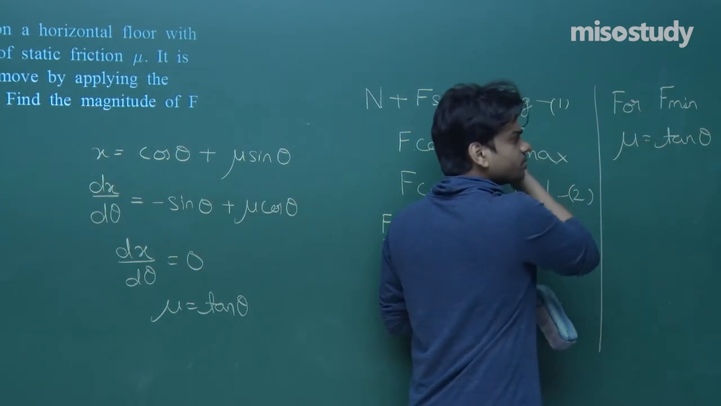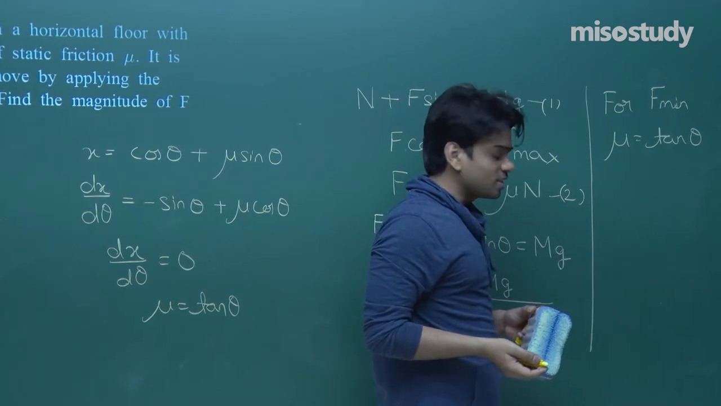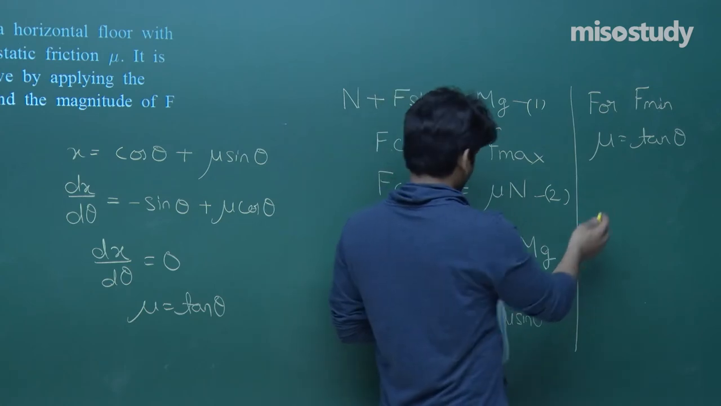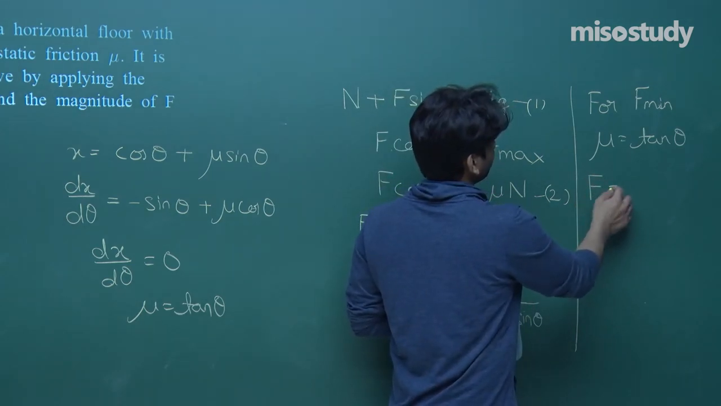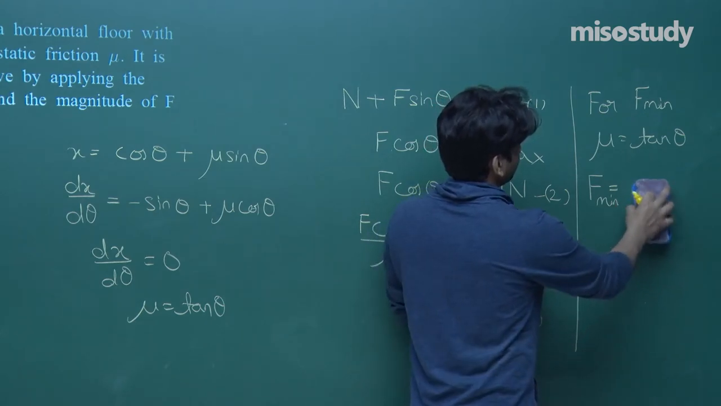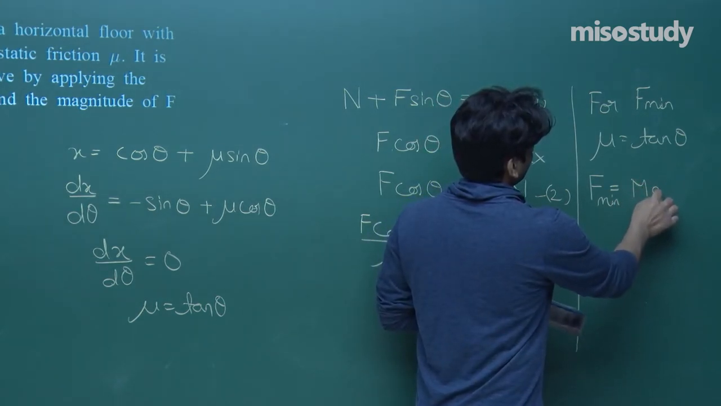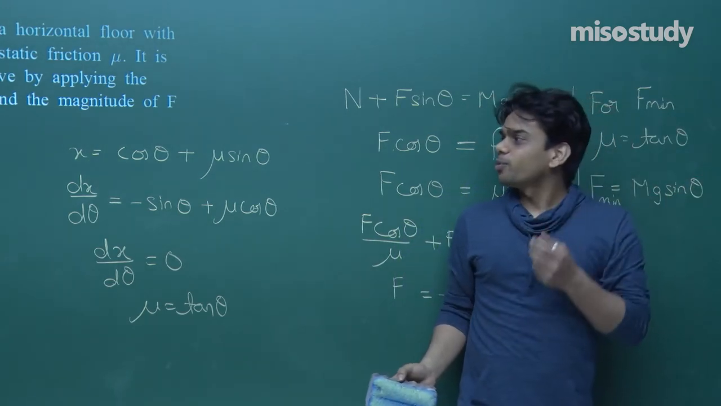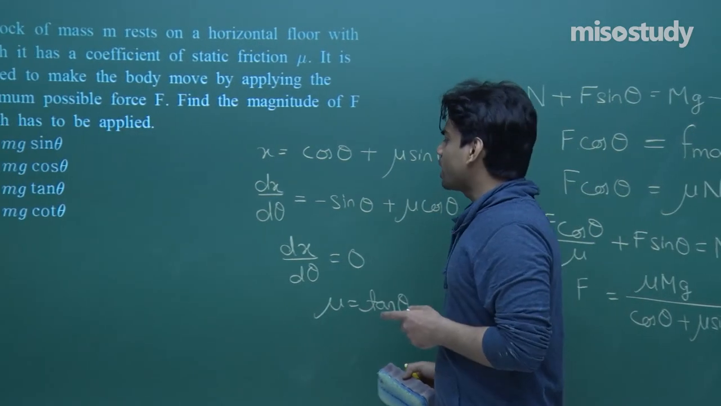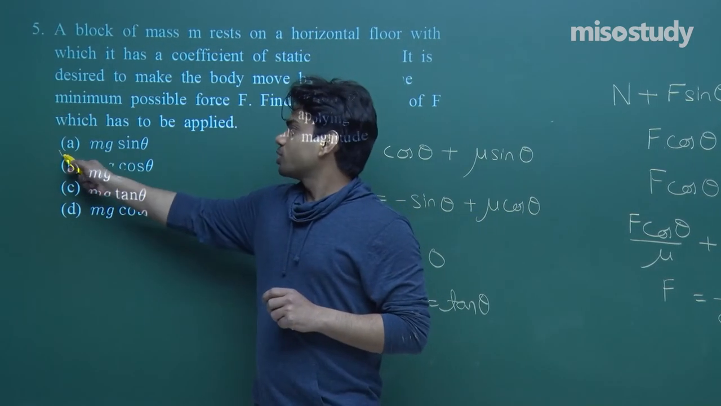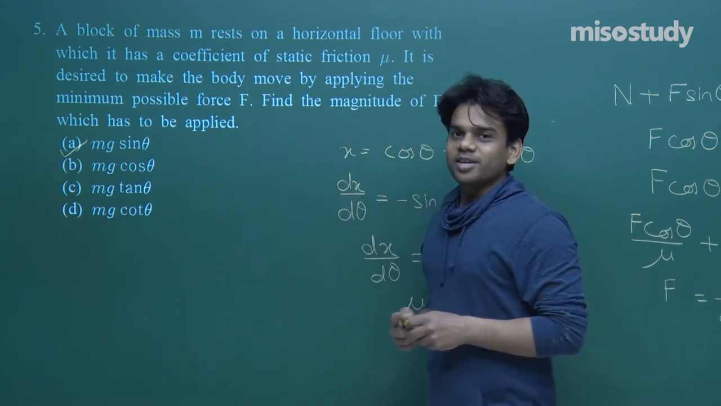Now if we put this, sine theta by cos theta is equal to mu. Put here tan theta, and the rest of the terms are given. You will obtain that F minimum comes out to be mg sine theta. So let's go ahead and see the options. It says small m is used; I have used capital M somewhere, so refer to it as small m everywhere. So option A will be the right answer, that is mg sine theta.